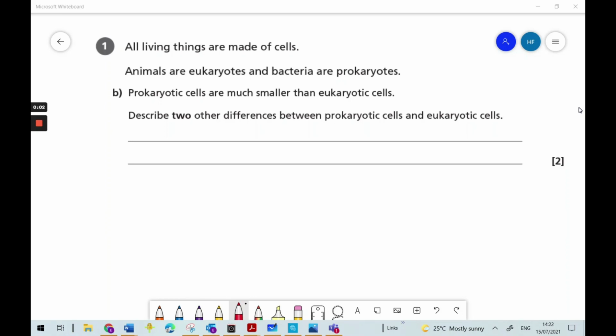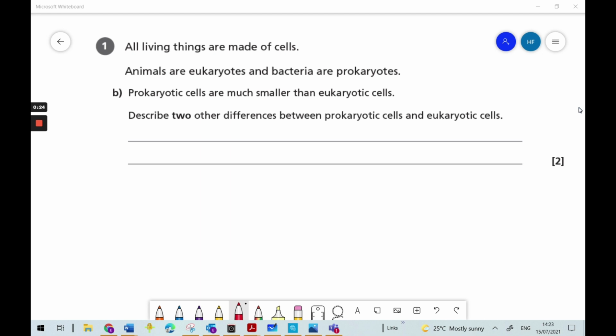Let's have a go at this exam style question. The question says, all living things are made of cells. Animals are eukaryotes and bacteria are prokaryotes. Prokaryotic cells are much smaller than eukaryotic cells. Describe two other differences between prokaryotic cells and eukaryotic cells.